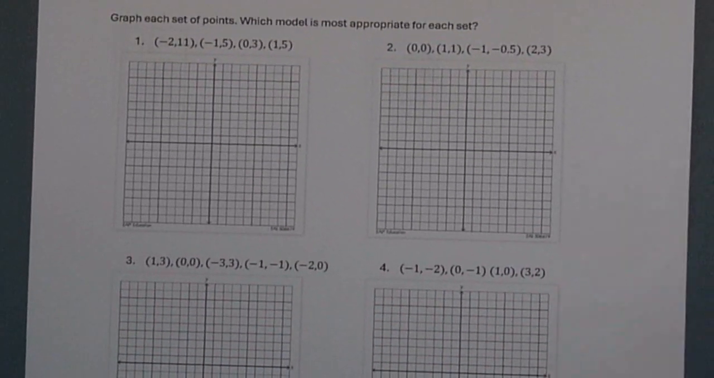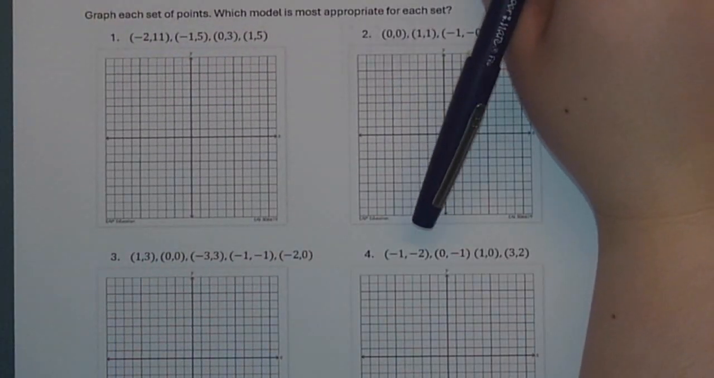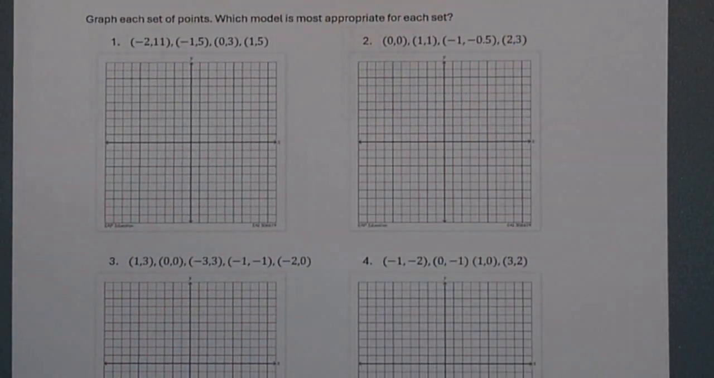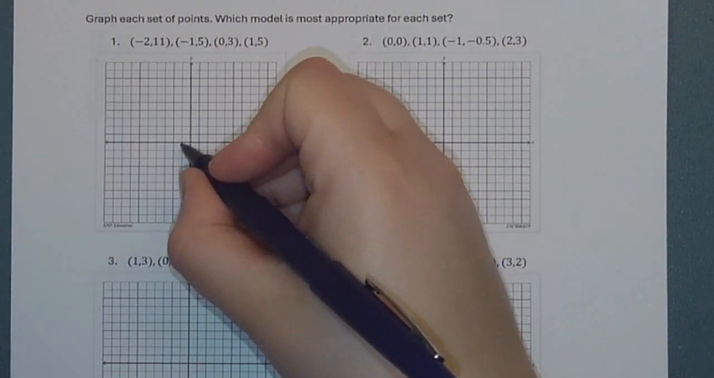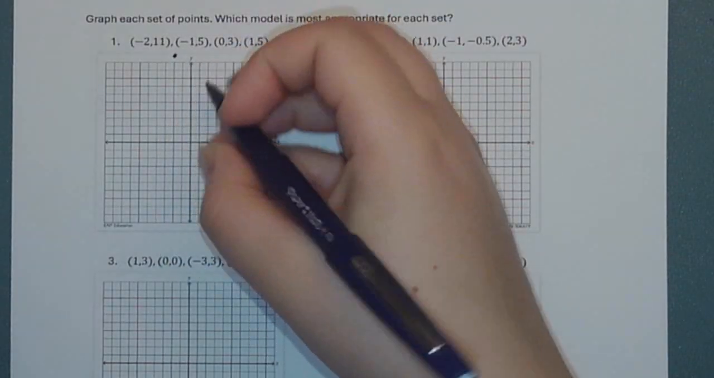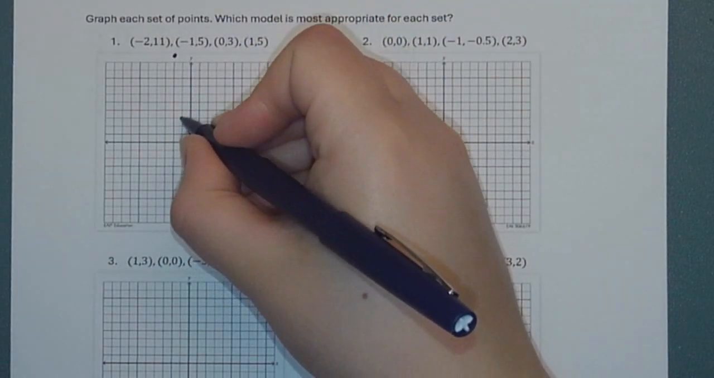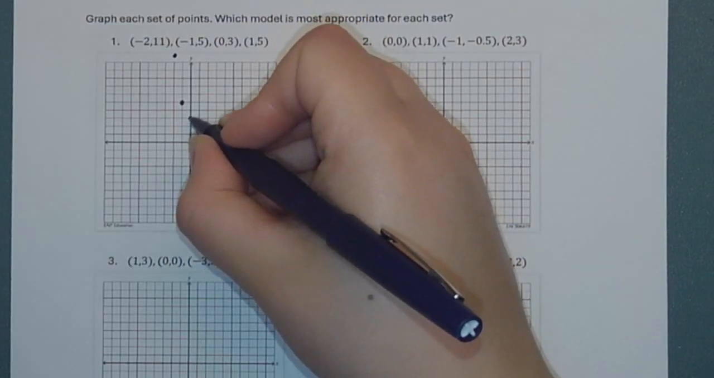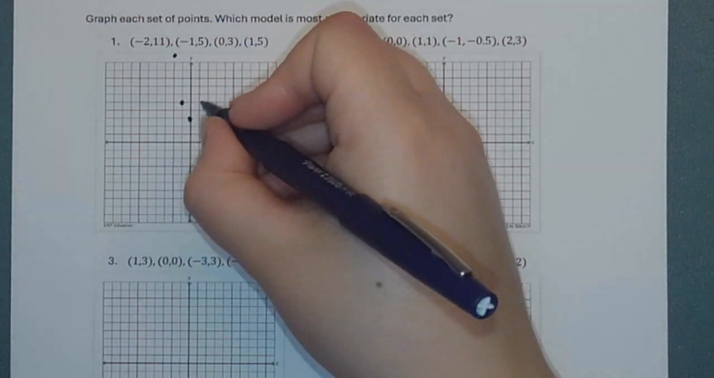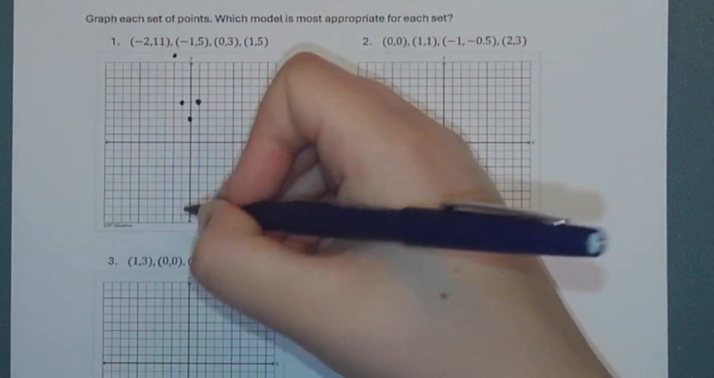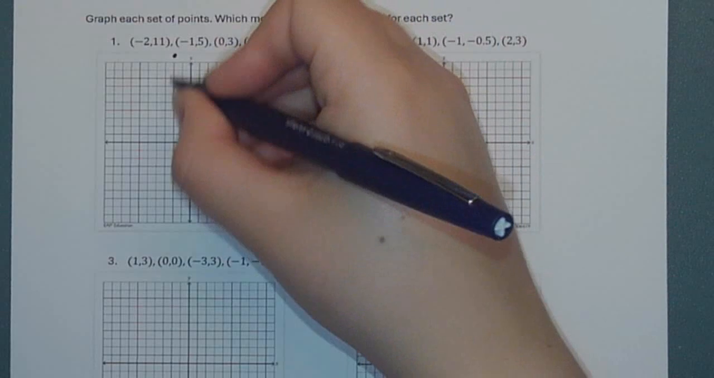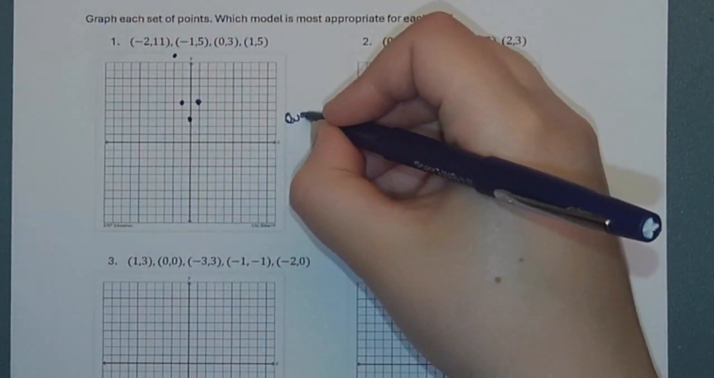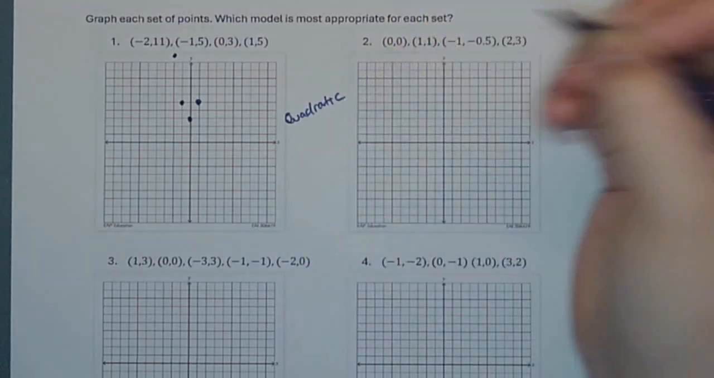So we have some points that we're plotting, and we're trying to figure out what function it is that we are graphing. So we have negative 2, 11. We have negative 1, 5. We have 0, 3. And we have 1, 5. So that looks like a quadratic function, especially because of that negative 1, 5 and that 1, 5. So we're going to call this quadratic.